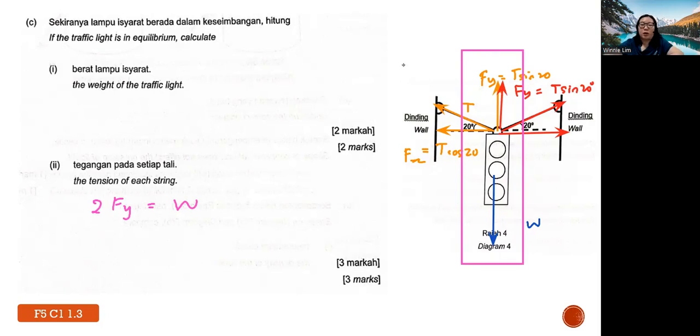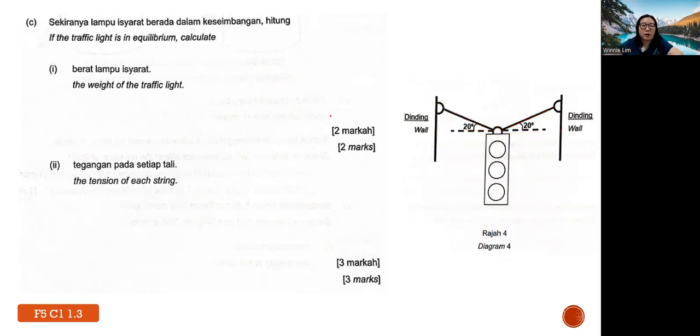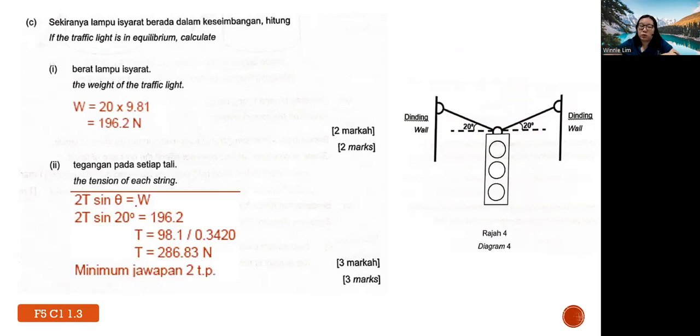So your Fy is T sine 20. So you will have 2T sine 20 equals to W, like teacher said, the relationship. And then 2T sine 20 is 196.2, and T equals to 98.1 divided by 0.3420, and you get 286.83. Or you can straight away use 196.2 divided by 2 sine 20. It's still the same. So this is how you calculate the answer using the equation.